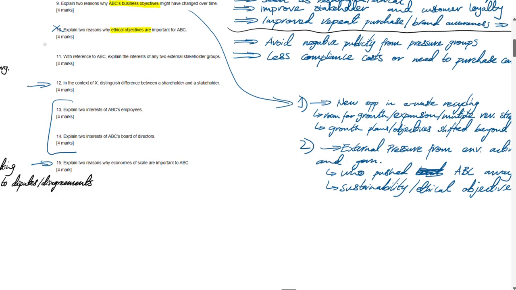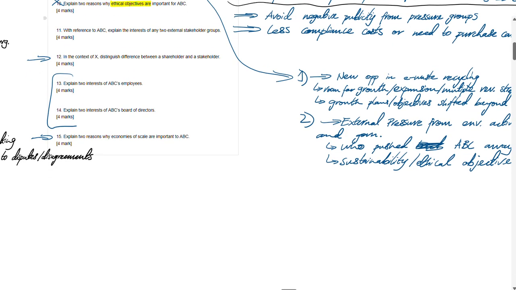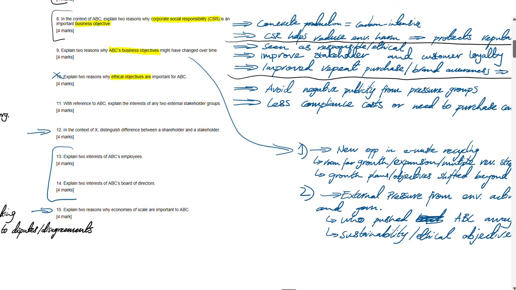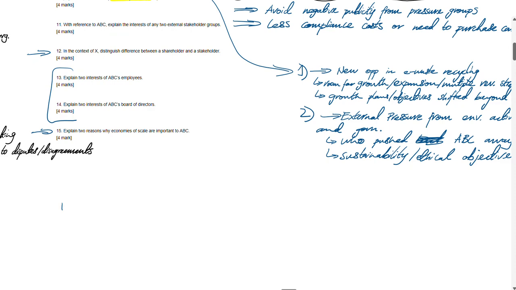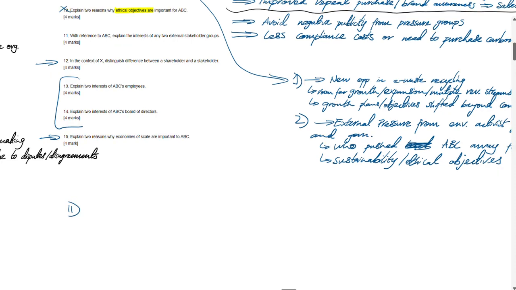We already covered them. Explain the interests of any two external stakeholder groups. I can go through them quickly, but this is going to be quick. Do check out the previous videos as I explain them in more detail, and all the other questions as well. So question 11: explain the interests of any two external stakeholder groups.